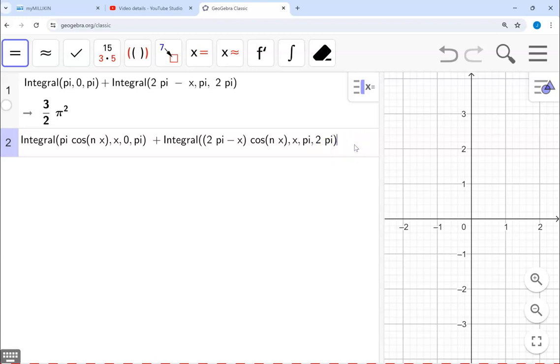So for the second half of the interval, we use 2 pi minus x for our function. So I'm doing 2 pi minus x times cosine of nx, and then we're going from pi to 2 pi. Since I've got 2 variables in my integrand, an n and an x, I want to make sure I tell it what variable to integrate with respect to. I do believe that by default, if you leave that out, GeoGebra will integrate with respect to x, so I'd rather not take a chance.